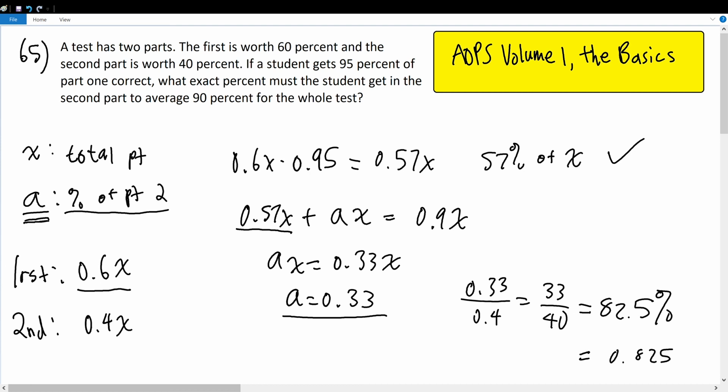And the reason why this makes sense is because if we want to find the percentage of a certain number, we just divide that percentage by the number to obtain 82.5% or 0.825. So the solution to our question will be 82.5%.